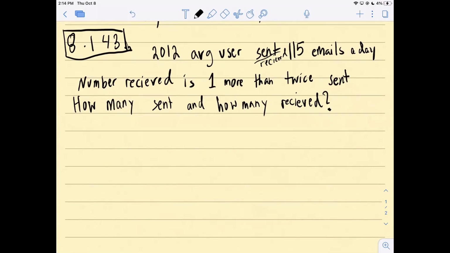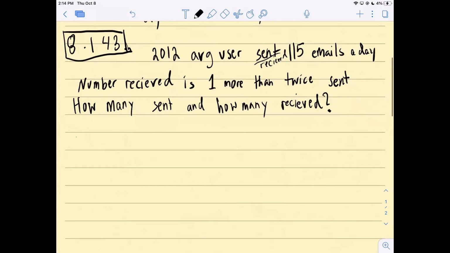Go ahead, Lily. Okay, so I did n equals the number sent. Okay, sure. And then I did a little differently: I did 2n plus 1 is the number received, which I know isn't how we normally do it, but it gets you the same answer. Oh, that's fine. So let's just do R is the number of received.